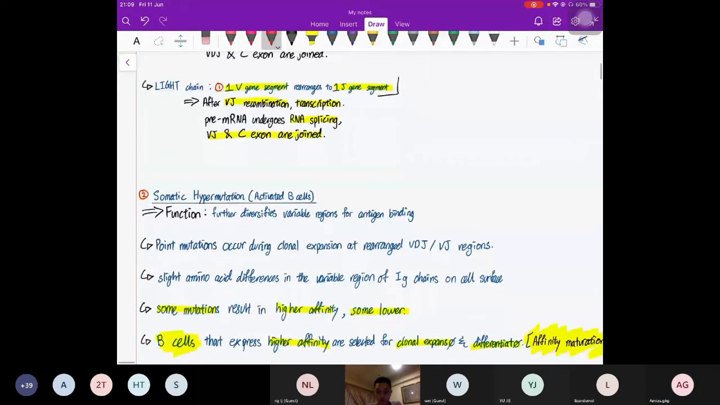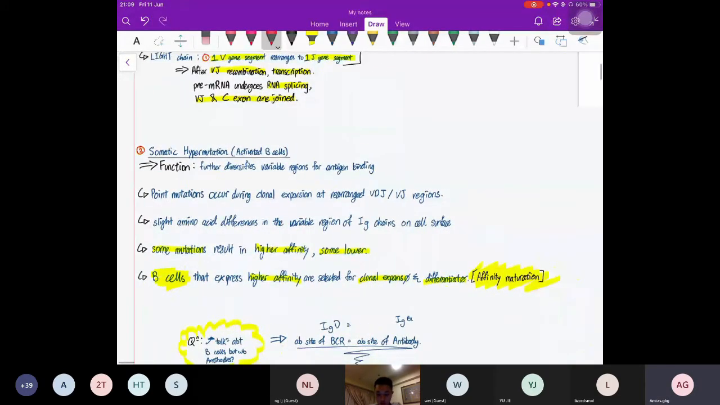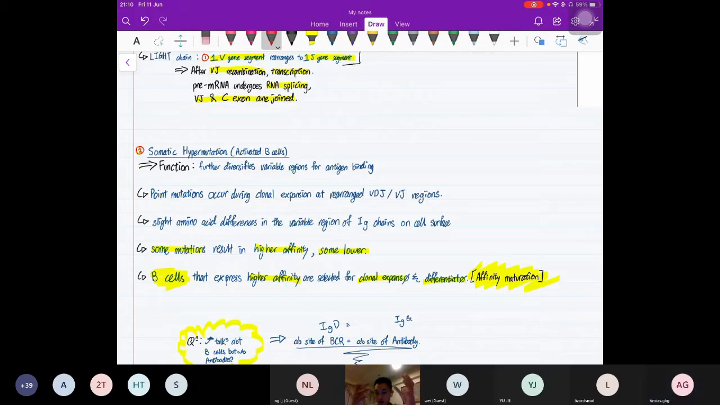Okay, for somatic hypermutation, we're talking about activated B cells. So after they have been activated already. Okay, so after your naive B cell has encountered the antigen, so it already has the peptide MHC complex on its cell surface membrane. And after the helper T cell has recognized that peptide MHC complex on the naive B cell's cell membrane, and it gets activated. After it gets activated, it already has the B cell receptor on its cell surface membrane.